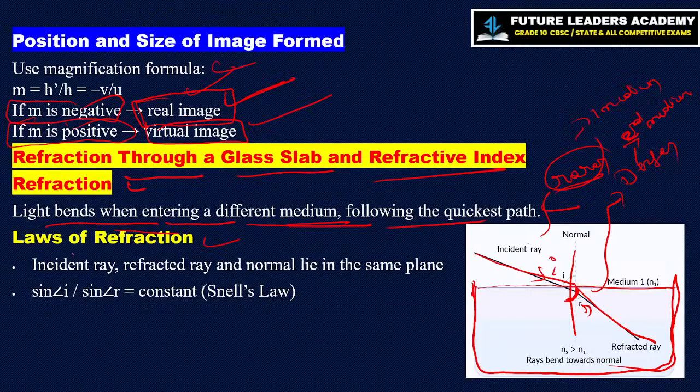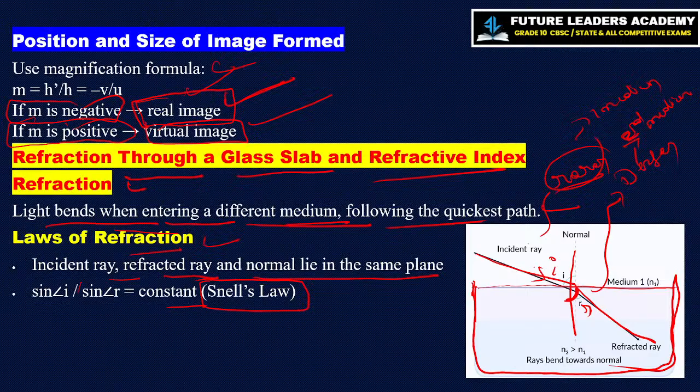Next, the law of refraction is: the incident ray, refracted ray, and normal lie in the same plane. Then sine angle I divided by sine angle R is equal to a constant. That is Snell's law. We will call it Snell's law.